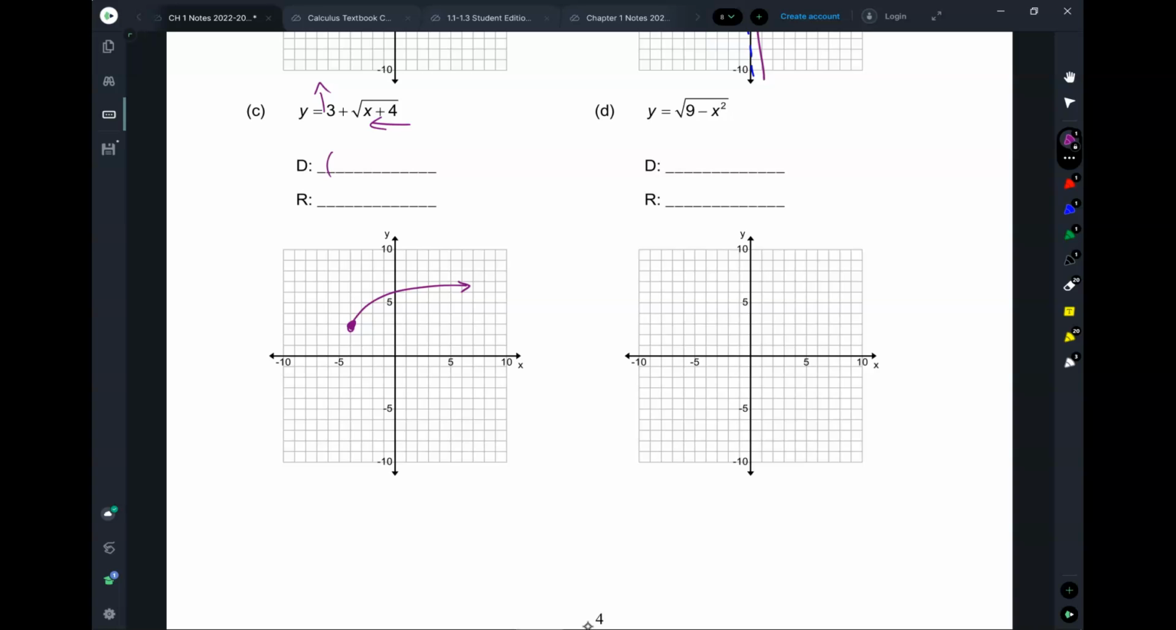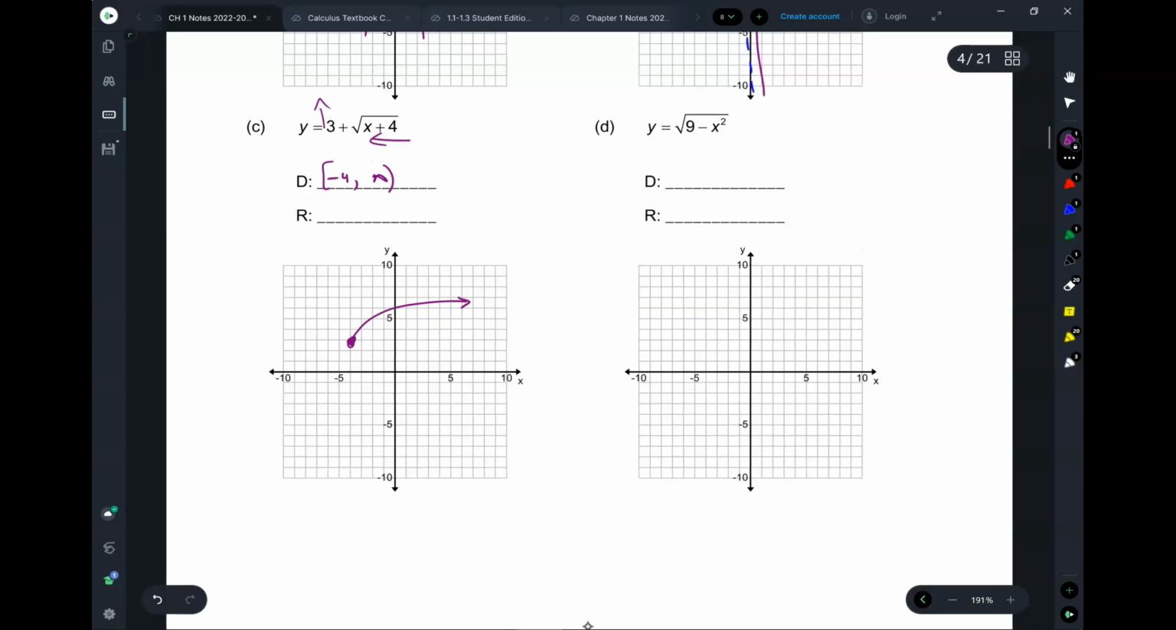Okay, domain. It starts at -4, goes to infinity, and it starts at 3 for the range and goes to infinity.